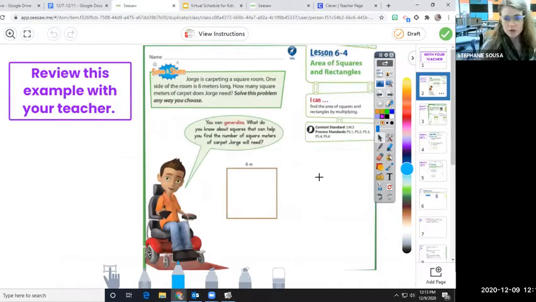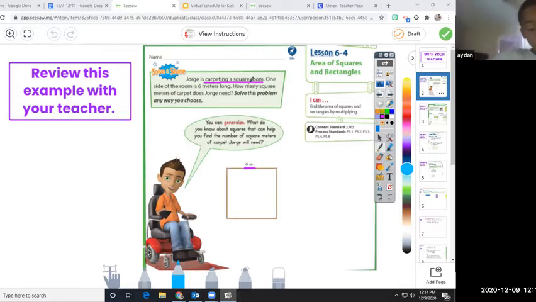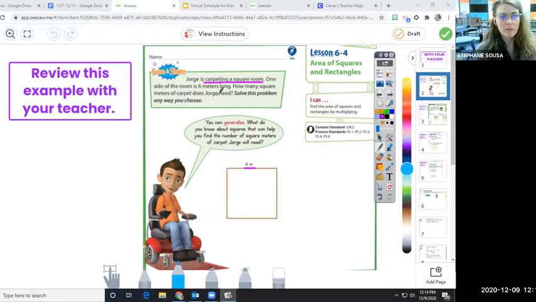Slide 2. We just learned about a guy painting a wall. Now we've got a guy that is going to carpet a square room. It says Jorge is carpeting a square room. One side of the room is 6 meters long. We see that here. How many square meters of carpet does Jorge need? Solve this problem any way you choose. Okay, what do we know about squares? If this side is 6, show me with your fingers. What is this side?